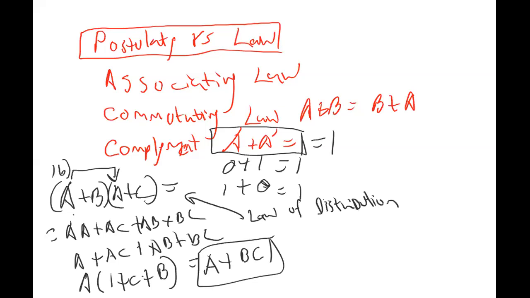Can you just repeat the last step you took when you had the A and then parentheses 1 plus C plus B? Sure. So what I did was I took A and I factored it out of all the product terms where A appeared. So A times 1 is A, A times C is AC, A times B is AB. And then you have to say plus BC. And so that's where you say, but 1 ORed with anything is 1, and A times 1 is A.